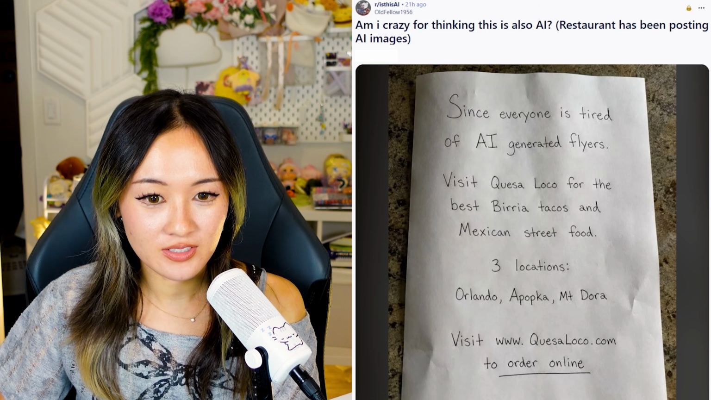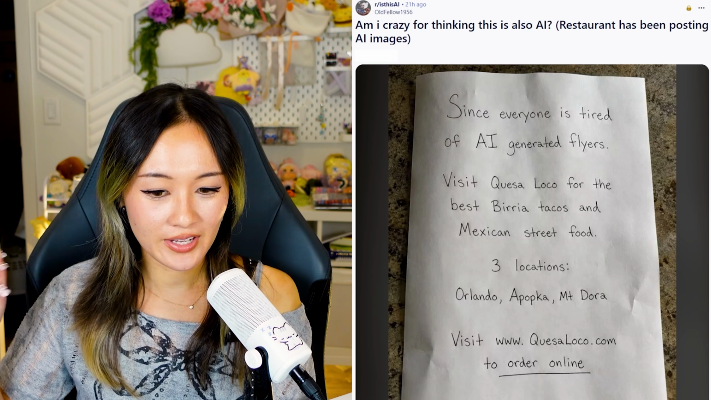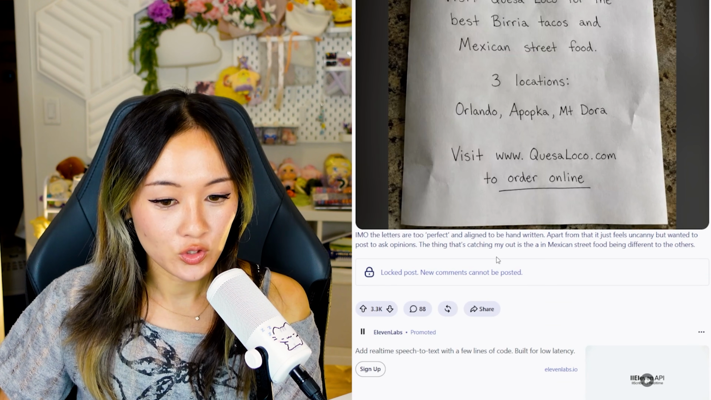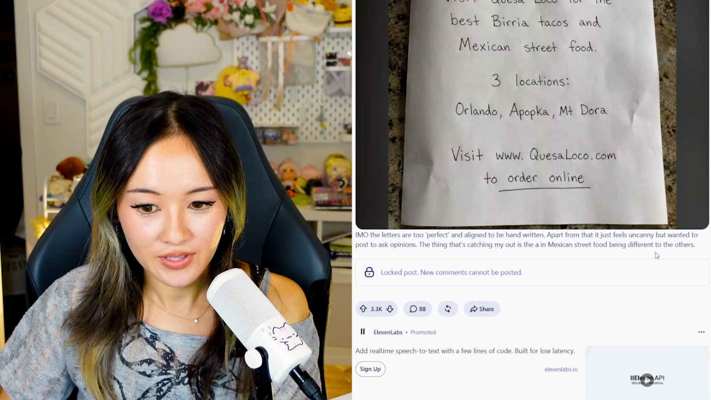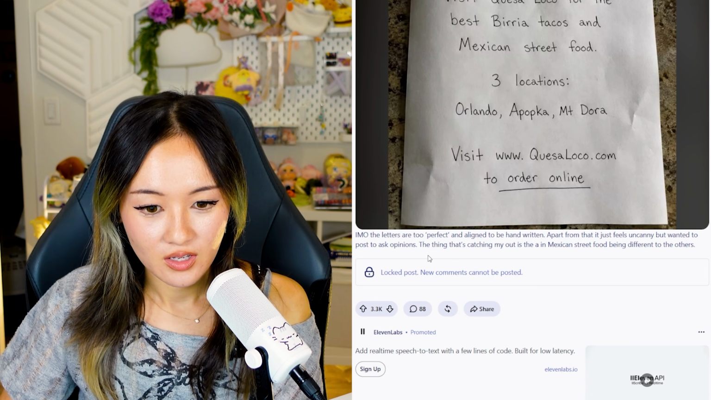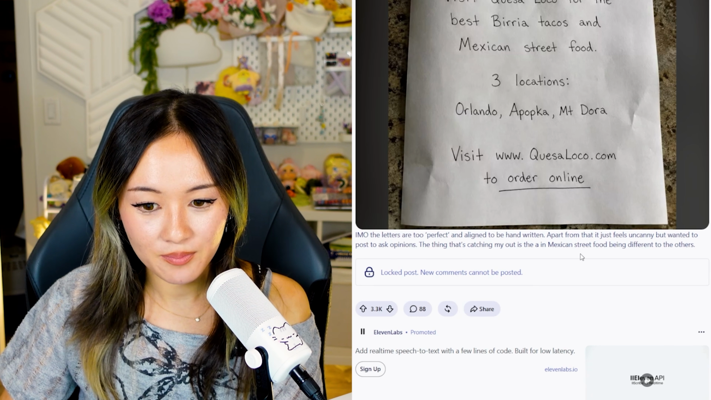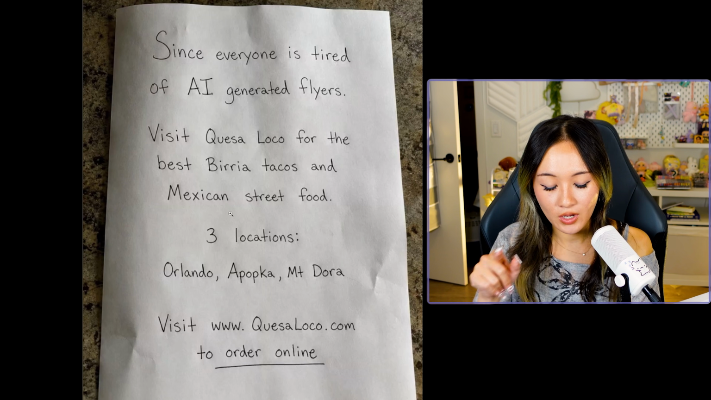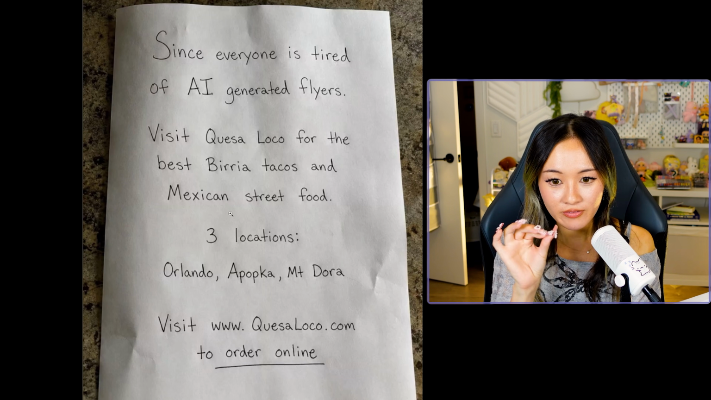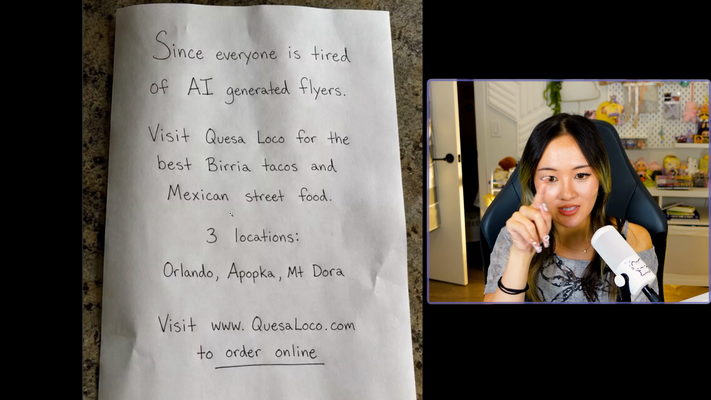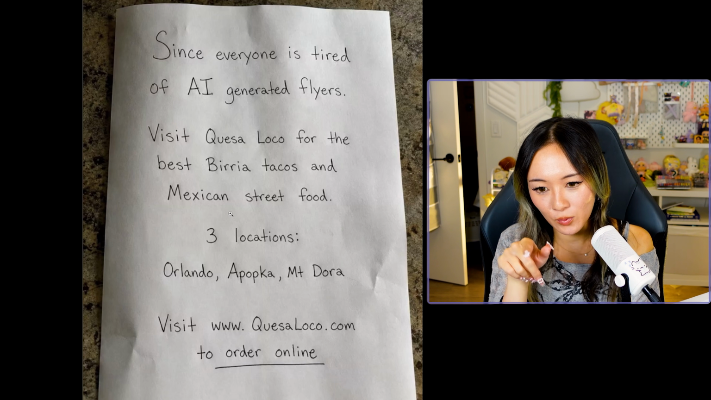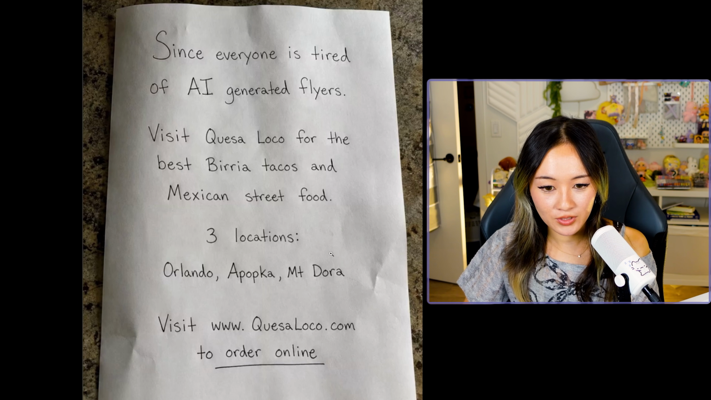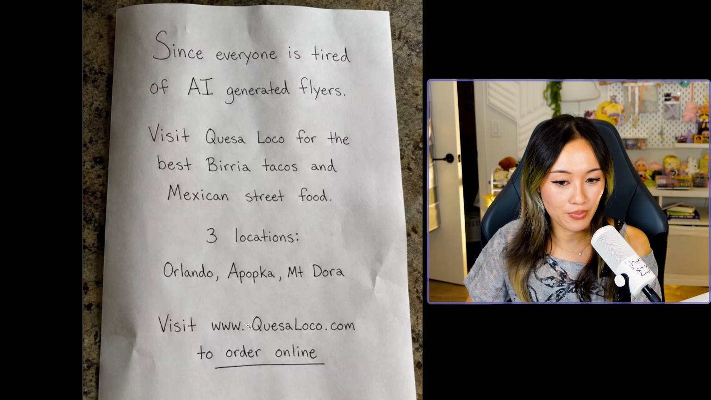Then this got posted to r/isthisAI because people were scratching their heads being like, yo, why does this look AI generated? And this user writes, in my opinion, the letters are too perfect and aligned to be handwritten. Apart from that, it feels uncanny, but want to post to ask questions. The thing that's catching me out is the A in Mexican street food being different to others. Because in the word Mexican, they write A like an O with a little tail. But in every other instance of a lowercase a, they write it as like a swirl, because in English, people will write A's in two different ways. So that's odd because people who write A's one way typically don't swap to the other in the middle of writing the same thing. And you see that here.